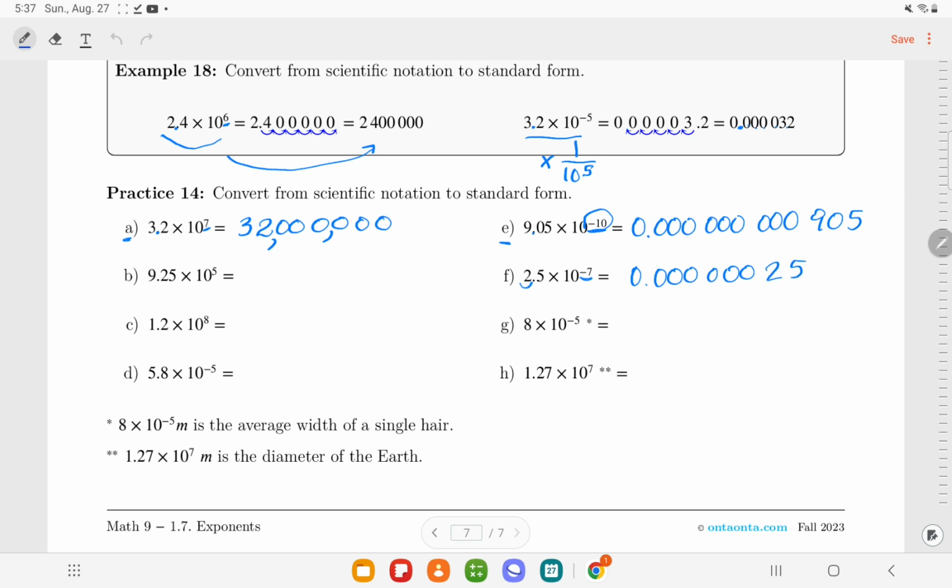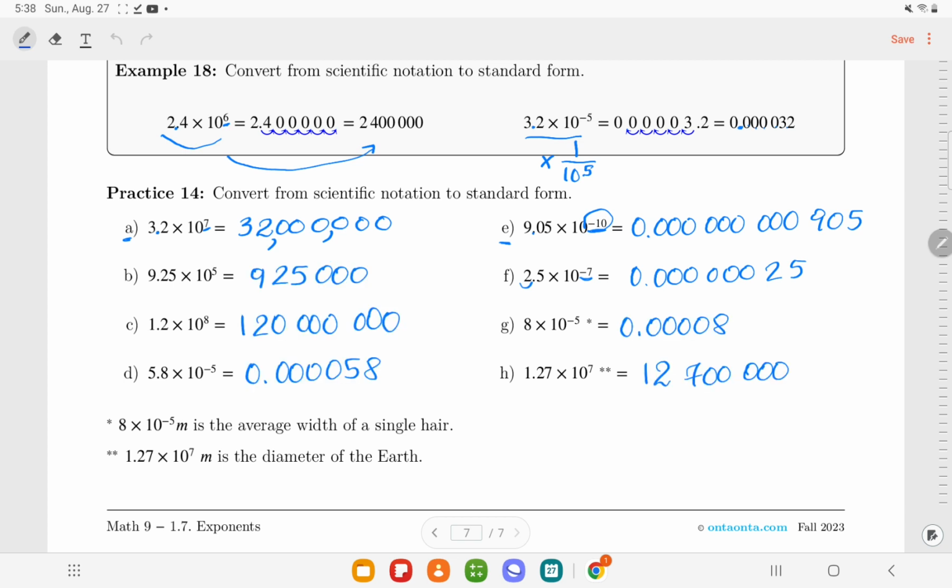Now complete practice 14 and check your answers.